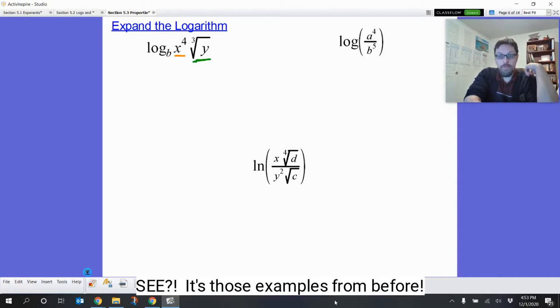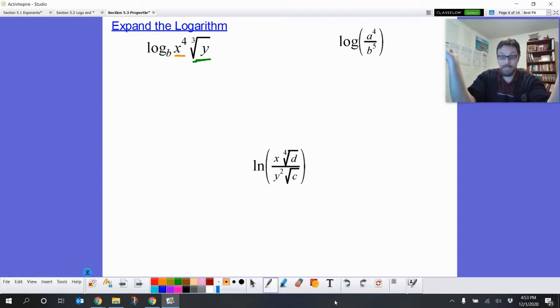All right, let's try a few more. Same idea, but we're going to do this in reverse now. We want to try to expand it as much as possible. We're going to undo all the things that we did before. So in this first one, I've got two things being multiplied together. I've got that x to the 4, and I've got the cubed root of y. So I'm going to write those as two separate logarithms.